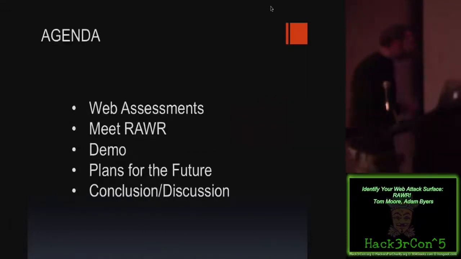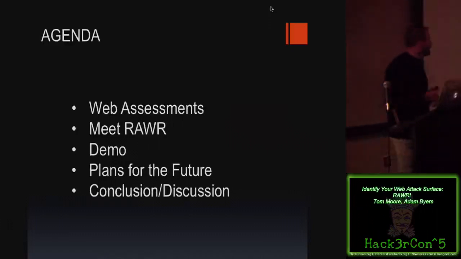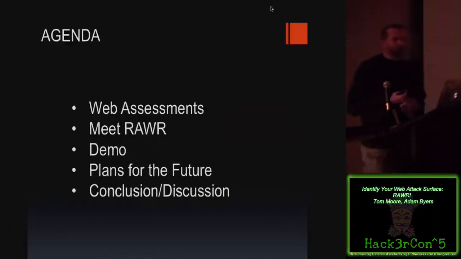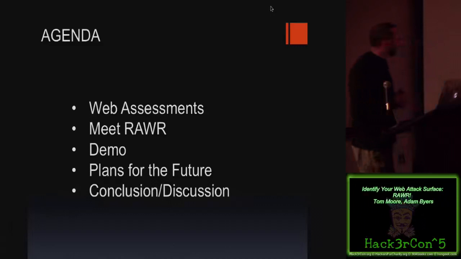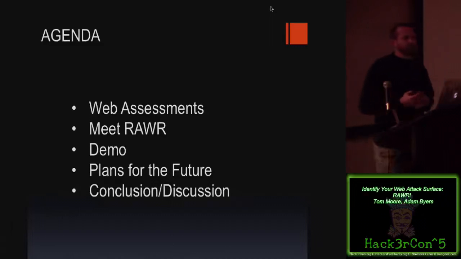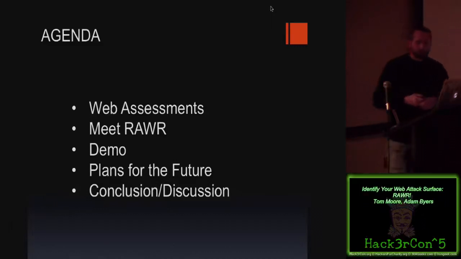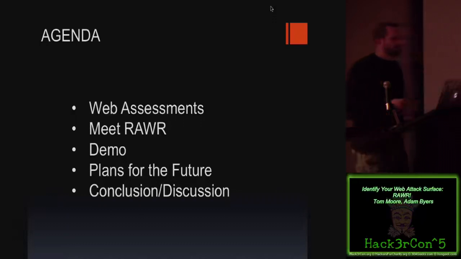So here's our quick agenda. We're going to go over the web assessments piece of it, what's involved in a web assessment. We're going to take a look at RAWR, the tool itself, and how it's built. And then we're going to do a quick demo: how easy it is to set up, what kind of enumeration it can perform, what kind of data it can get you. And then conclusion and discussion. Any added features that you guys think may be possible, bring them up, and we'll definitely add them to the agenda if it's within the scope of the project.